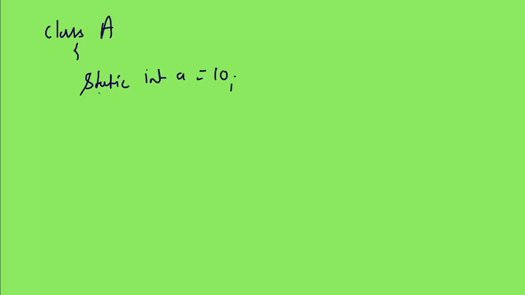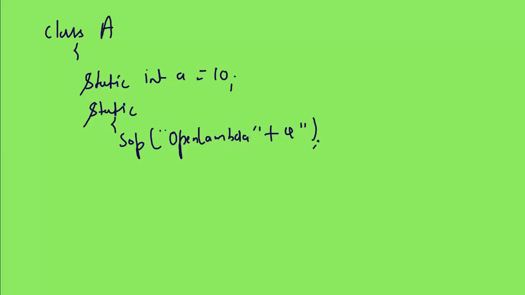There is a static block. It says SOP of, I will mention it as open lambda, plus A.